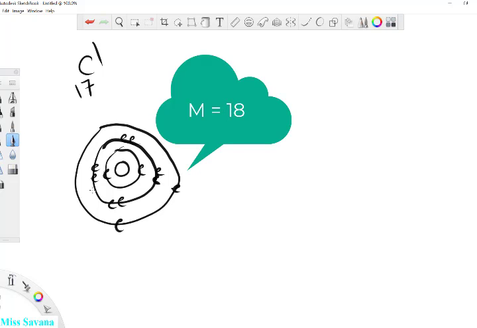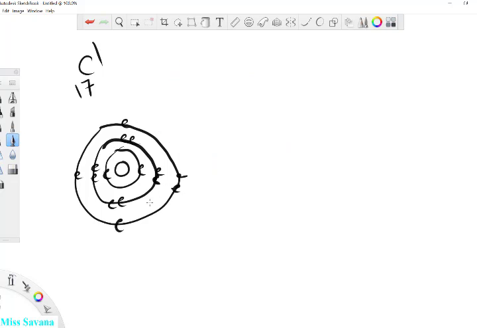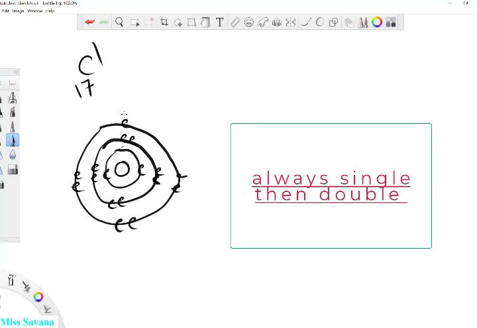11, 12, 13, 14, 15, 16, and 17. Remember guys, I'm always doing it in a single way, because I don't want to do it in a double way and then end up with a mistake on my drawing. So it's always important that you draw them in a single way.